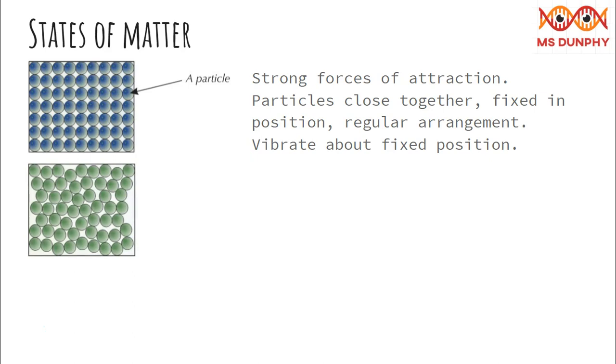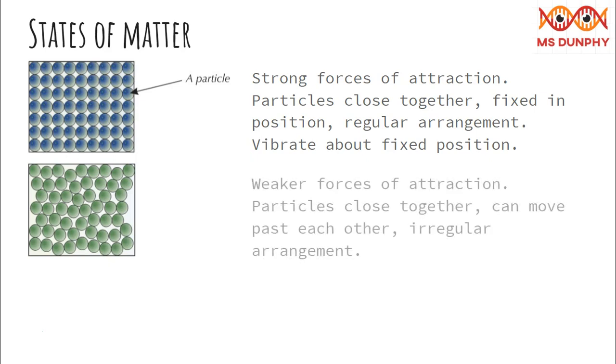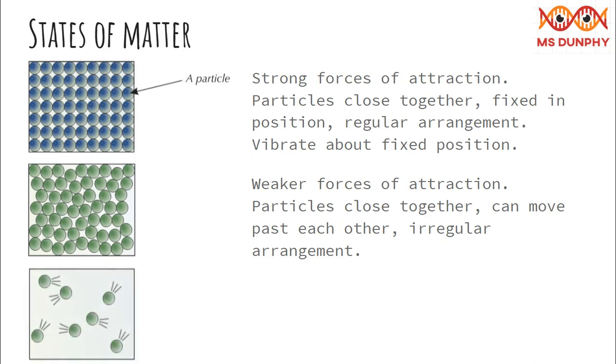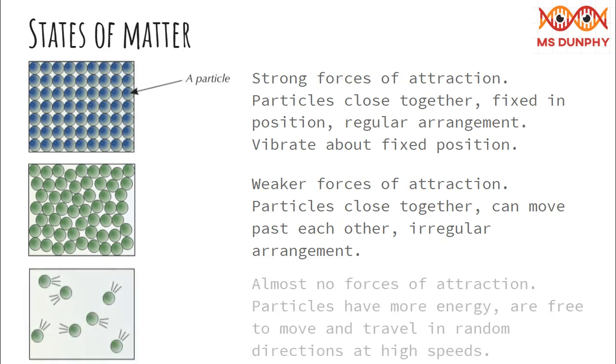Liquids have weaker forces of attraction between the particles. The particles are close together, but can move past each other and form irregular arrangements. They have more energy than the particles in a solid. They move in random directions at low speeds. There are almost no forces of attraction between the particles in a gas. The particles have more energy than those in liquids and solids. They are free to move and travel in random directions at high speeds.